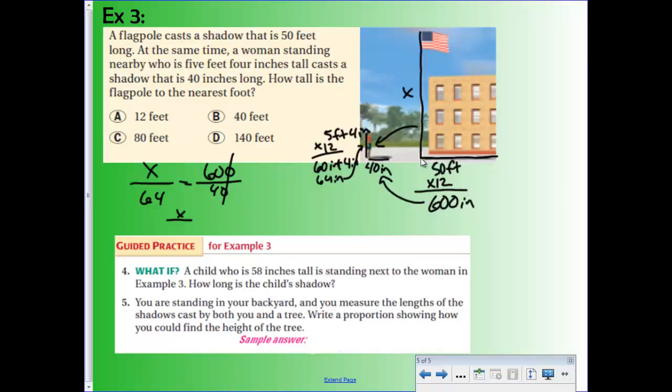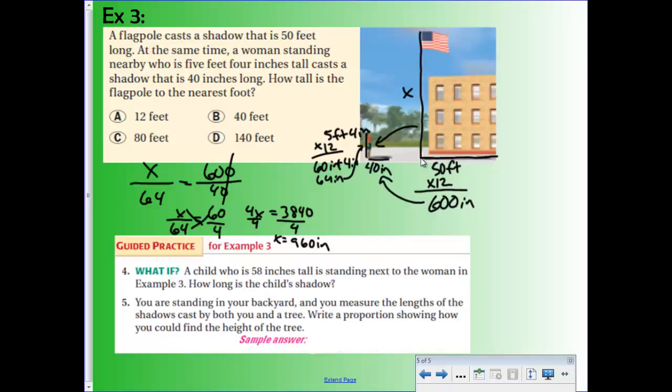So now it looks like this. X over 64 equals 60 over 4. We cross multiply. 4 times x is 4x. 60 times 64. That's still a big number. X equals 960, but all those were in inches, right? So I'm still at 960 inches.